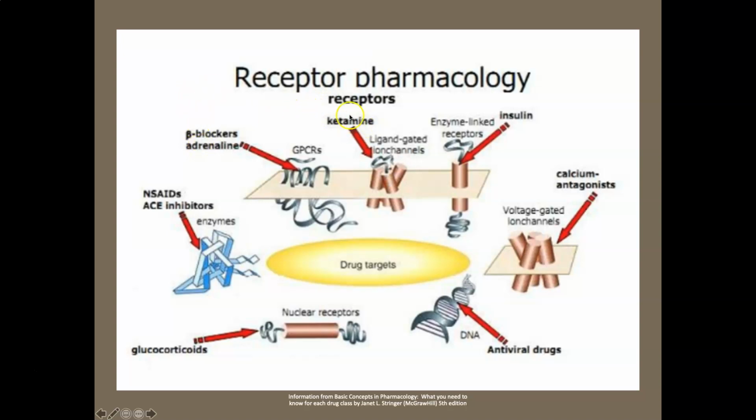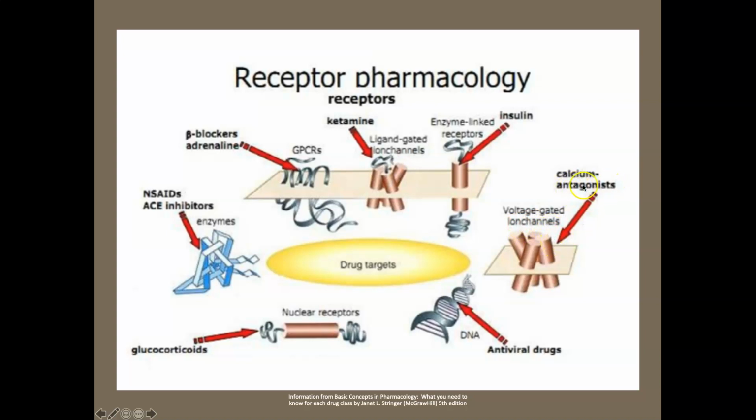So let's start here with ketamine. Ketamine is looking for a ligand-gated ion channel receptor. And thankfully, we're never going to get into that kind of detail. But here you have an example of a receptor that ketamine is made to bind to. Insulin is looking for an enzyme-linked receptor. So when you put insulin in the body, that's what it needs, to find that enzyme-linked receptor for it to work together in. Calcium antagonists, they try and block these voltage-gated ion channels.